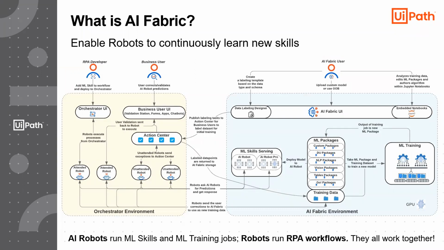This looks a bit complicated at first, but it is not that complicated, and it's just to show you how AI Fabric is interacting with other pieces from the UiPath environment. So what you have on the right side here is AI Fabric. In AI Fabric, we have three main concepts. We have ML skills. An ML skill is just a deployed machine learning model that is accessible to your robot. So you can call these machine learning models to apply them to your automation processes.